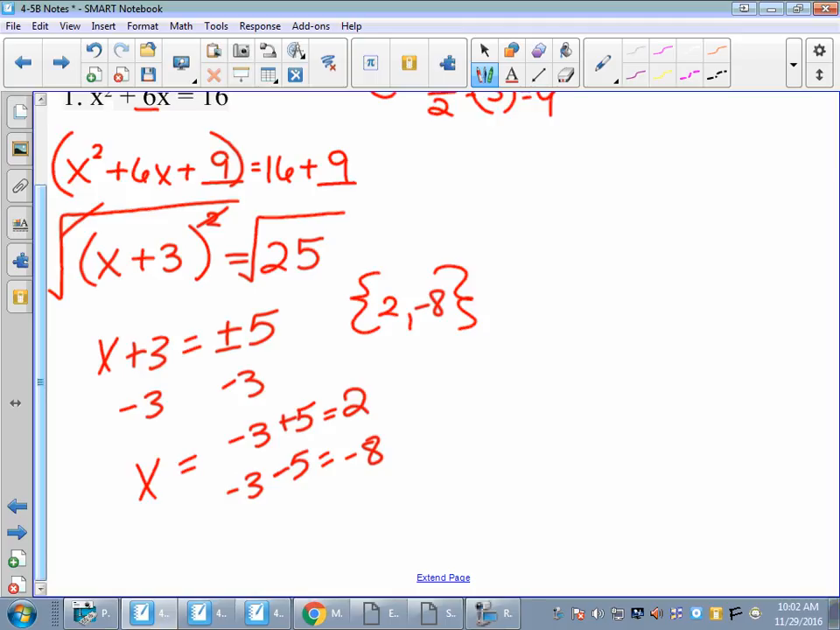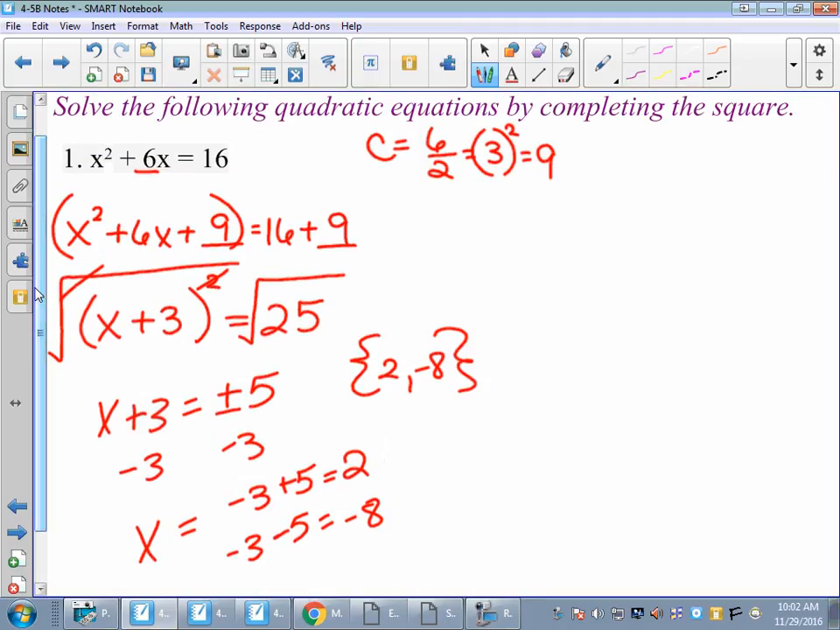Remember, anytime they ask us to solve, you're looking for the values of the variable that make that statement true. I can always check my answers by plugging them into the original. So if I square 2, I get 4. 4 plus 12 is 16. And then if I check negative 8, negative 8 squared is positive 64. Positive 64 take away 48 is also 16. So I can always check to see if I'm doing it correctly.